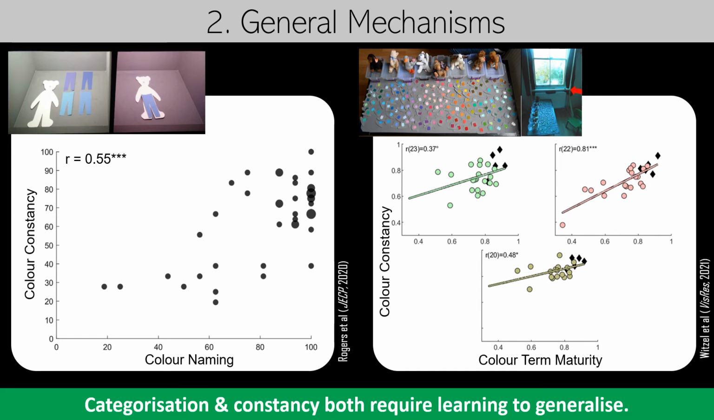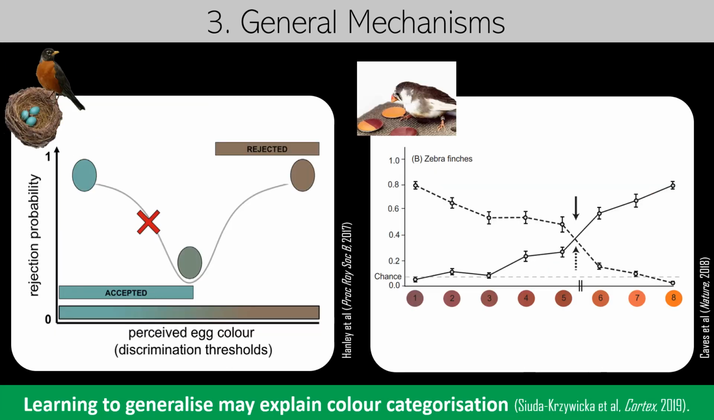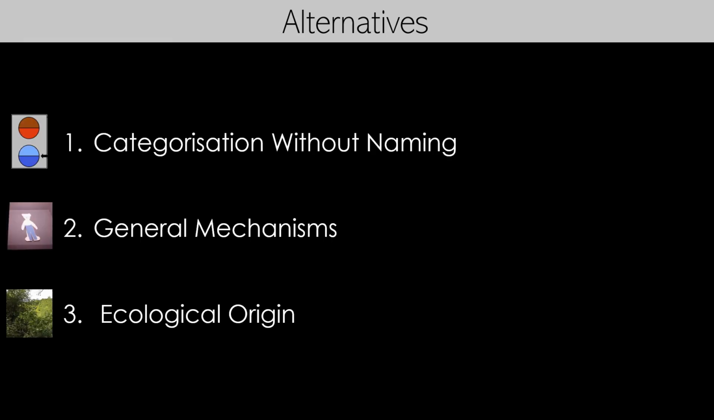This led us to propose that both categorization and constancy rely on similar processes of generalization across stimulus variation based on learning and experience. Learning to generalize may also explain category-like responses in animals that do not have language, such as the birds in these two studies. It is important to note that categorization in non-human animals is always related to relevant objects or features in their environment rather than to color per se. This leads me to my final proposition, namely that color categories are related to relevant objects and materials in the environment.